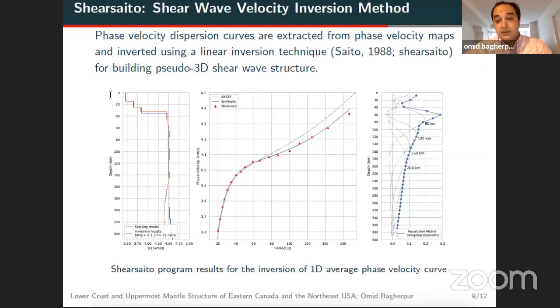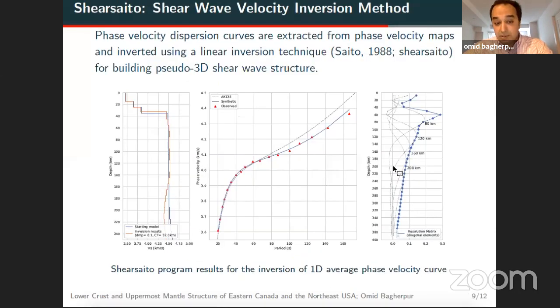Because phase velocity gives us information about a depth range, we need to have the velocity information at actual depths. So we invert the data for shear wave velocity structure. We use a program called ShearCyto that is also further developed by Dr. Lee's group at the University of Houston, Texas. The inversion also outputs resolution metrics that can be used to identify the depth at which you want to cut your model. We choose the 200-kilometer depth, and we cut the model in this depth range.